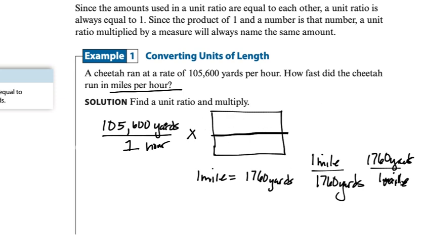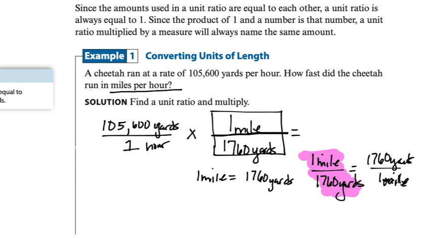I want to get rid of the yards. So the yards can only cancel out if they're on a diagonal. So I'm going to put 1,760 yards in the denominator and 1 mile at the top. And then when I'm done, I'm going to be canceling out those yards and I'll be left with miles, okay? So that's something that we sometimes get confused. These are both equivalent, so which one to use? The reason why we use this one is because it achieves the goal that we're looking for. We want to cancel out those yards and get that mile. Okay, so with that in mind, let's go ahead and do the thing.